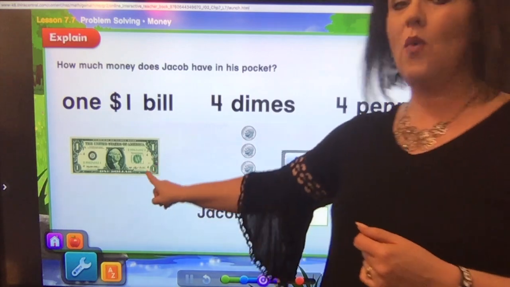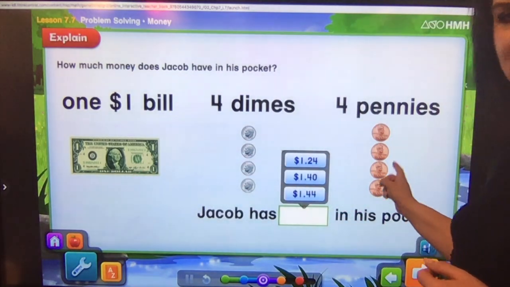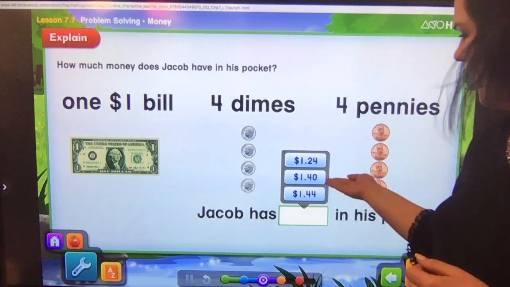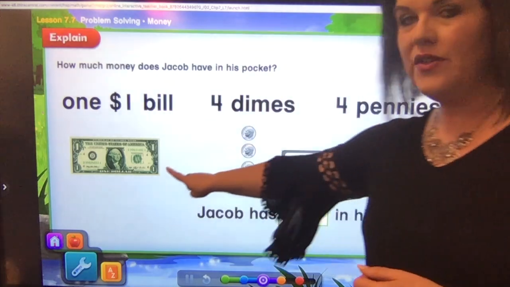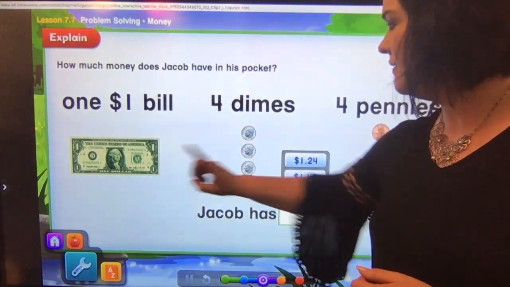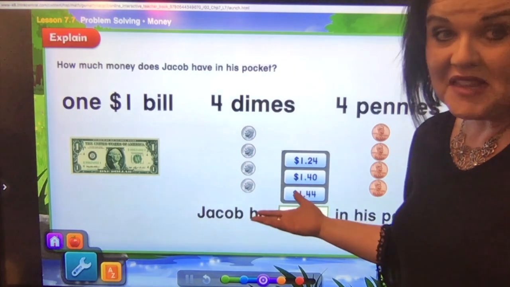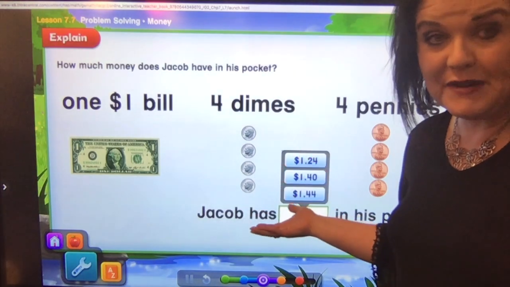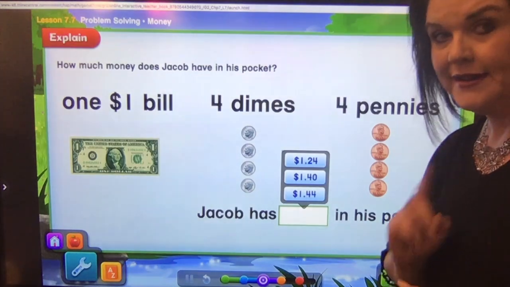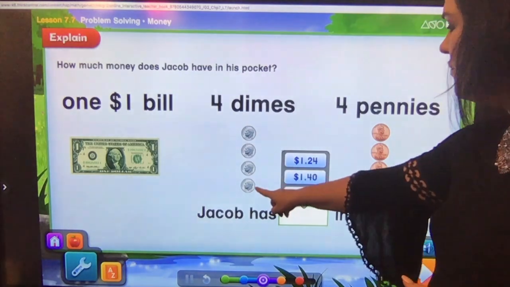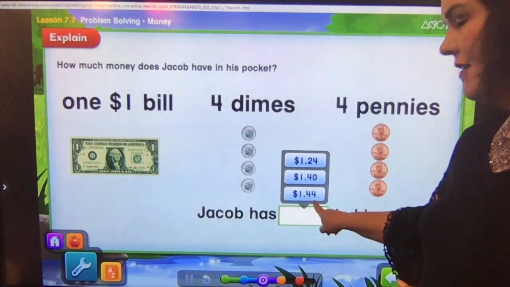So in this story problem, we have Jacob, and he has some money in his pocket. He has a $1 bill, he has 4 dimes, and he has 4 pennies. Let's go ahead and figure out which one of these totals is in his pocket. So we know that 1 is our $1, and then we know 4 dimes is, count by tens, that would be 40 cents, right? And then 4 pennies is just 4 cents. So if you put 40 and then 4 together, you would get 44.